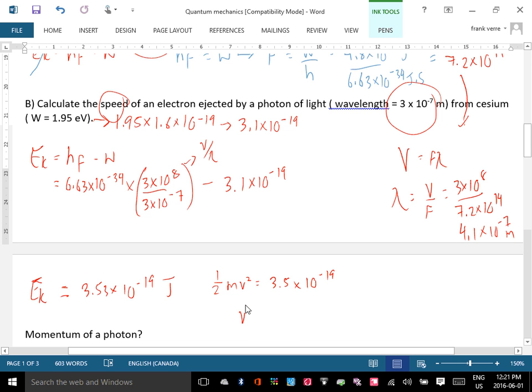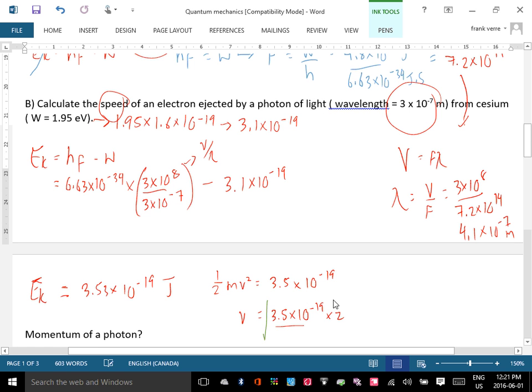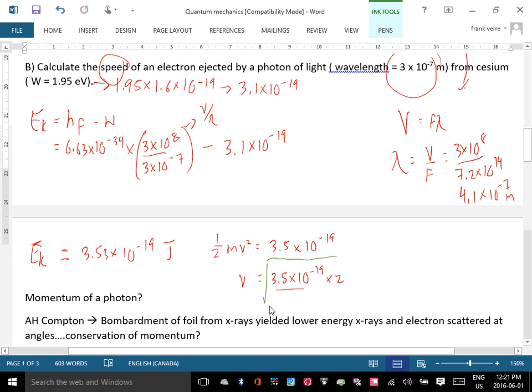Now, what is the mass of an electron? It's really tiny. I'm going to get rid of the half, divide by m, and then take the square root of everything. So what's the mass of an electron? Not the charge of an electron. Someone has to Google it. I think it's times 10 to the negative 31. It's a really, really small number. What is it? 9.1 times 10 to the negative 31.